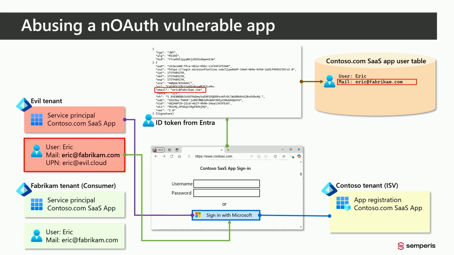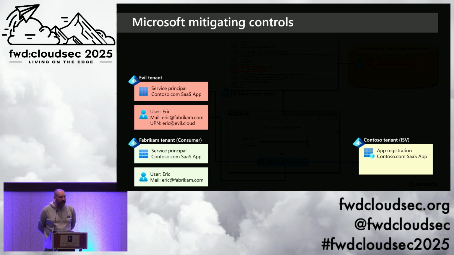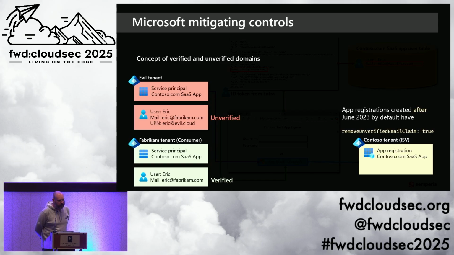So, if we're talking about the abuse here, Microsoft implemented, as they mentioned, some mitigating controls. There is a concept of verified and unverified domains. If you're onboarding an Entra tenant for consumption purposes, usually if you're using Microsoft 365, you go through some process where you say, we want to use this for email, for Exchange and all that stuff, and you verify your domain name, either with a text or MX record check. So we can say whether a domain is verified or unverified.